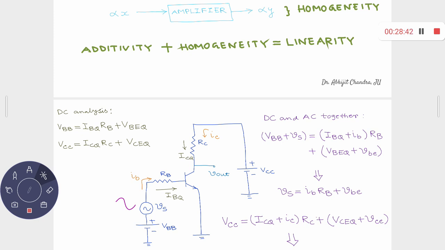And if there is a variation of the base current, it leads to variation of the collector current. And similarly, the collector emitter voltage will also vary. So, when I incorporate this small signal into account, then you can rewrite the expressions for the KVL in the base emitter loop and in the collector emitter loop. What are those expressions? Take a look at this.